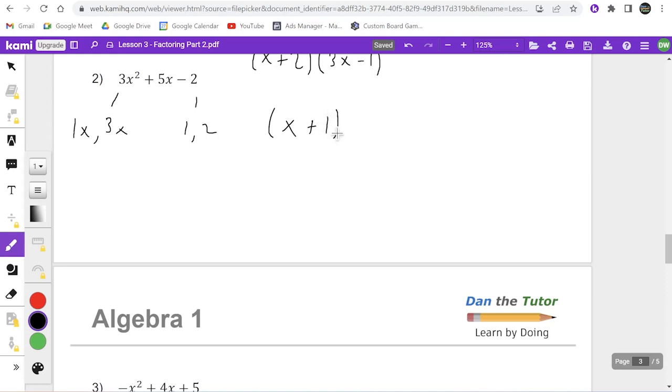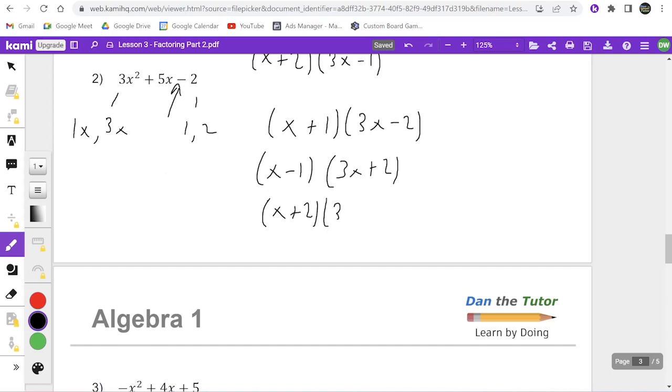In other words, it's x plus 1 times 3x minus 2. We have x minus 1 times 3x plus 2. And why is this? Because this is going to be all the combinations you can have of 1x and 3x and 1 and 2 if the 2 has one positive and one negative. So the next combination would be x plus 2 times 3x minus 1. And then the last combination is x minus 2 times 3x plus 1. As we said before, there are 4 combinations that could be correct here. Any one of these could be right.